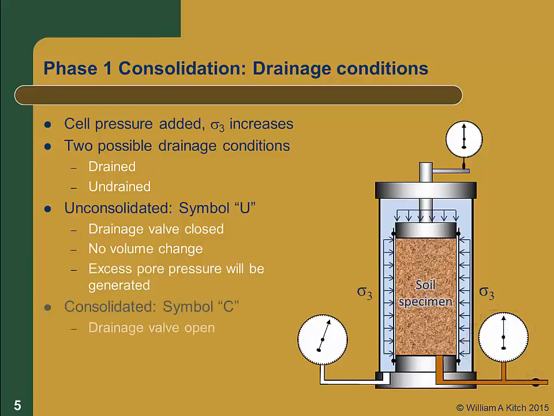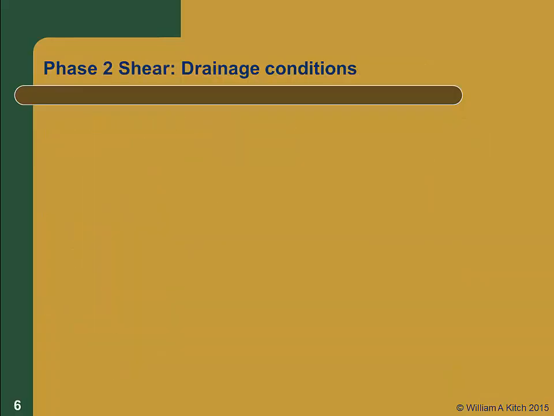If the valve is open, the specimen is free to drain, and we call this phase consolidated and use the letter C to label it. In this case, the soil will be allowed to change volume, and all excess pore pressures will be dissipated by the end of the consolidation phase. During phase 2, the shear phase, again, the drainage valve may either be open or closed.